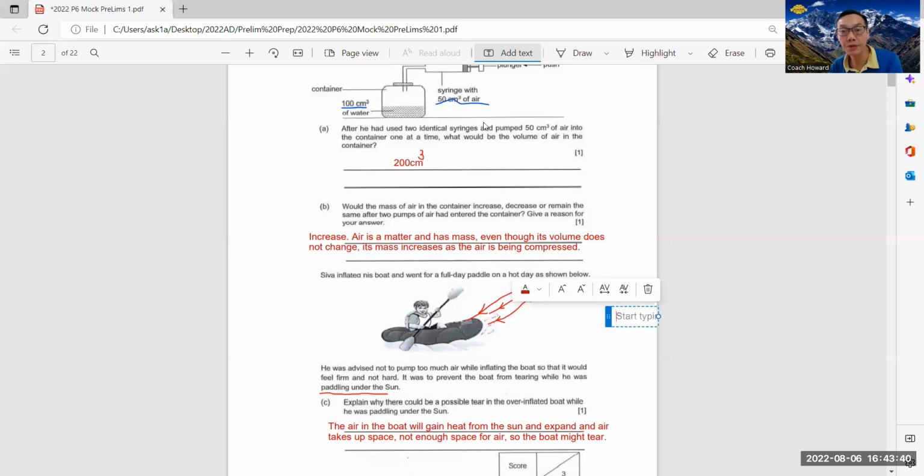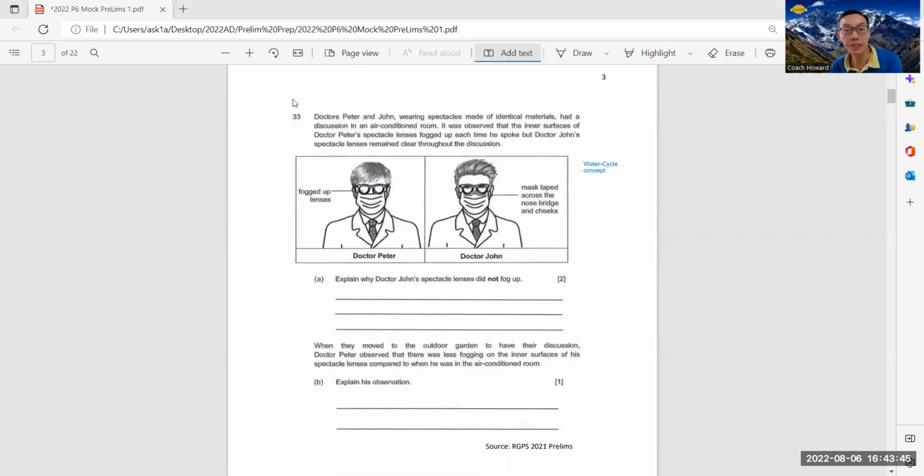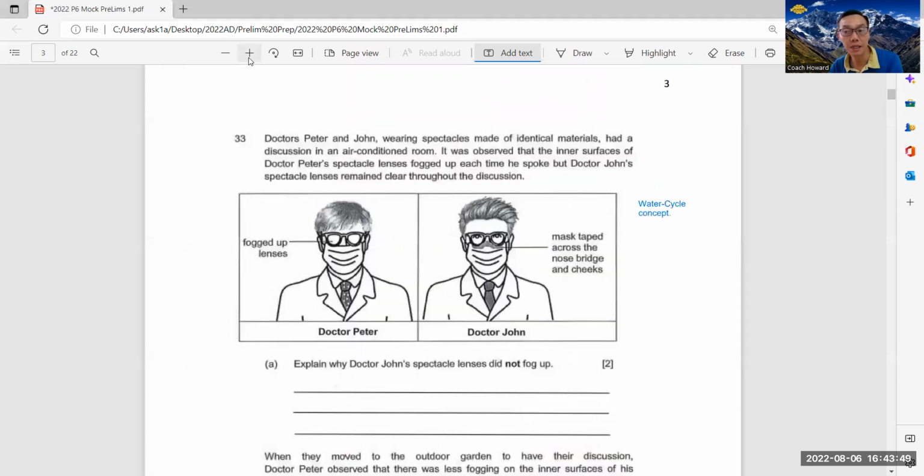Okay, let's continue this part. Question 3, take note, because this question is commonly tested under the concept of water cycle. You can see there are 2 doctors, one is Dr. Peter, one is Dr. John. On the right, the spectacle remains clear. So you are supposed to explain why Dr. John's spectacle did not fog up.